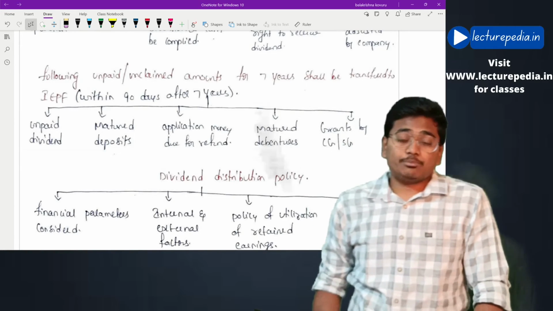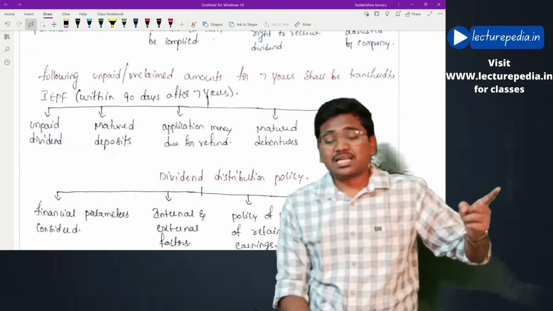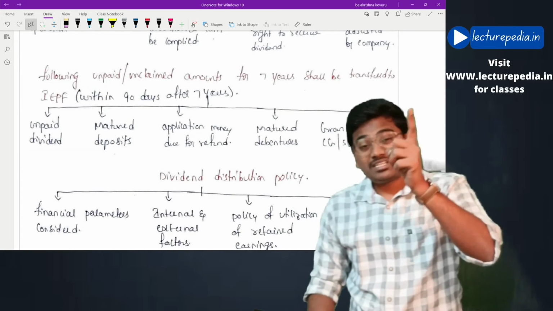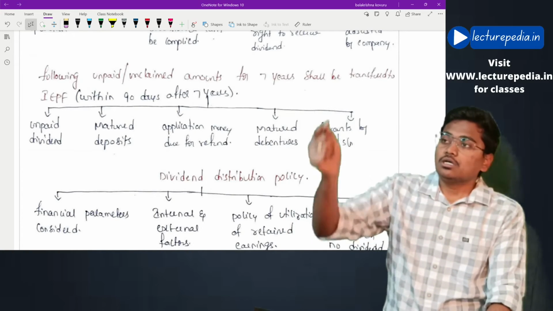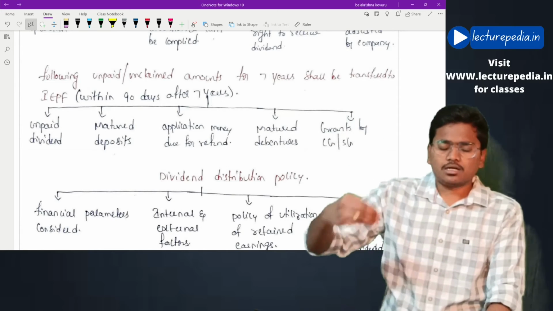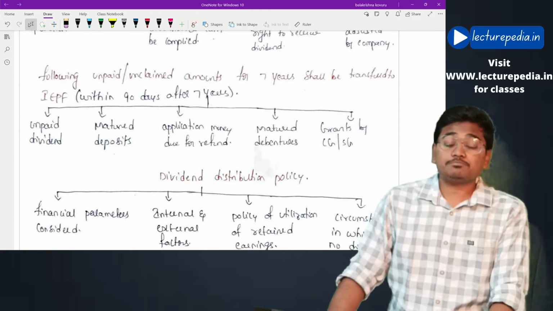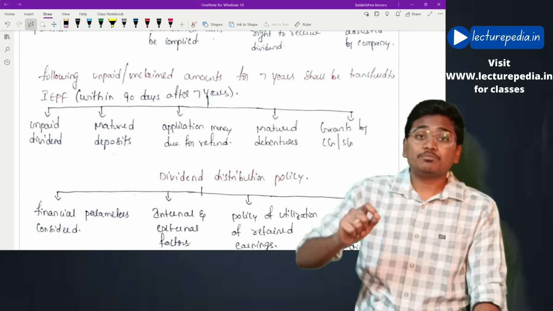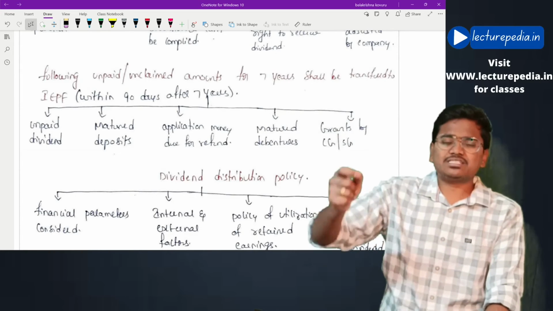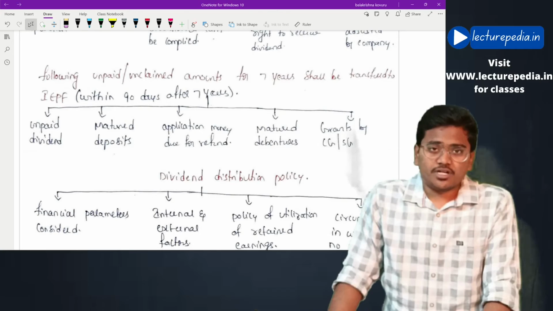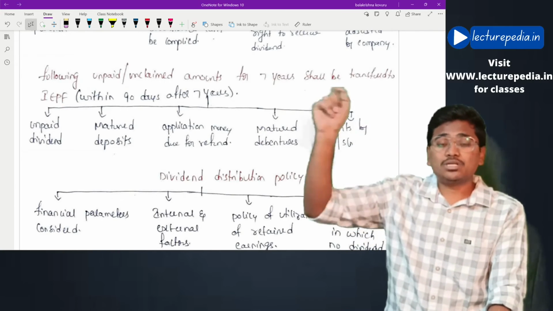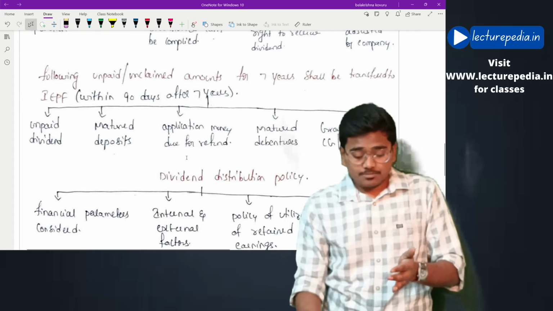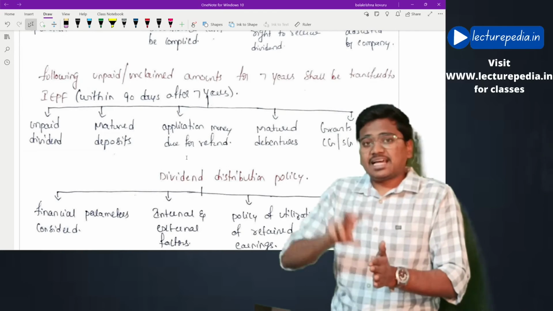In that case, the company has to keep that amount with itself for a period of 7 years, and even after completion of these 7 years, if the company is still not able to identify the shareholder, it has to transfer this amount to the IEPF, the Investor Education and Protection Fund. After completion of 7 years, it has to be transferred within 90 days.